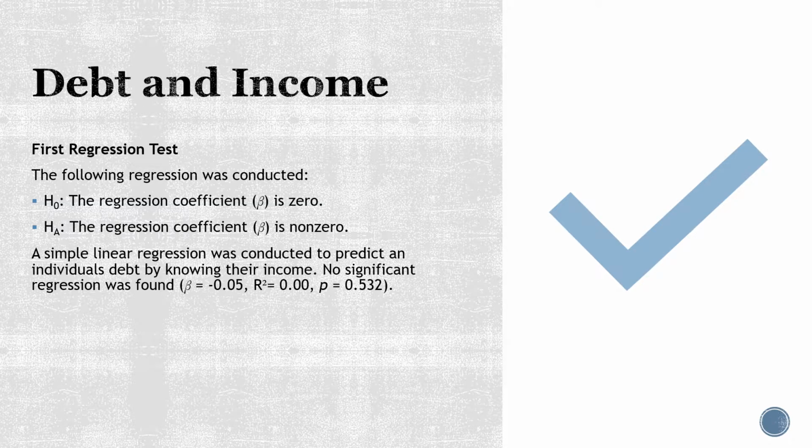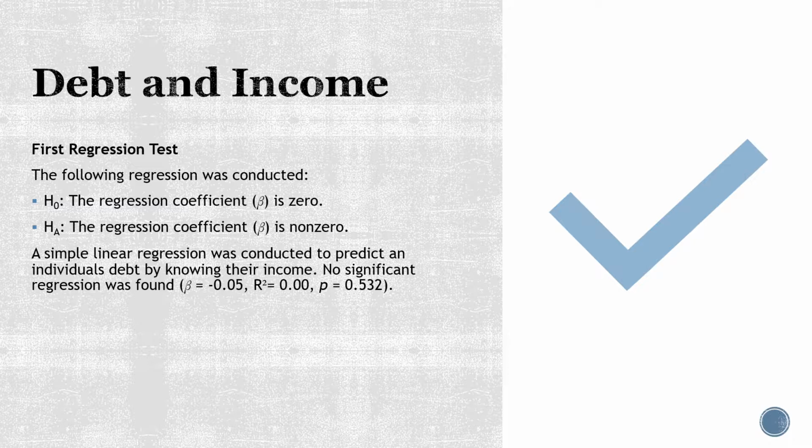Here's our first regression test. The following regression was conducted for debt and income. Our null hypothesis states the regression coefficient beta is 0. Our alternative hypothesis states the regression coefficient beta is non-zero. A simple linear regression was conducted to predict an individual's debt by knowing their income.